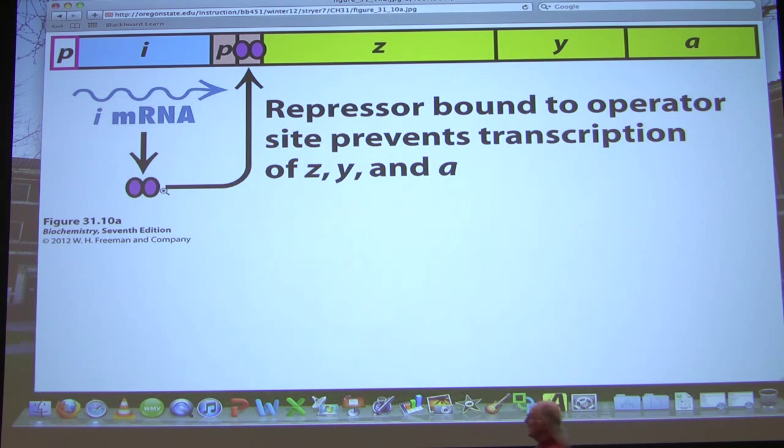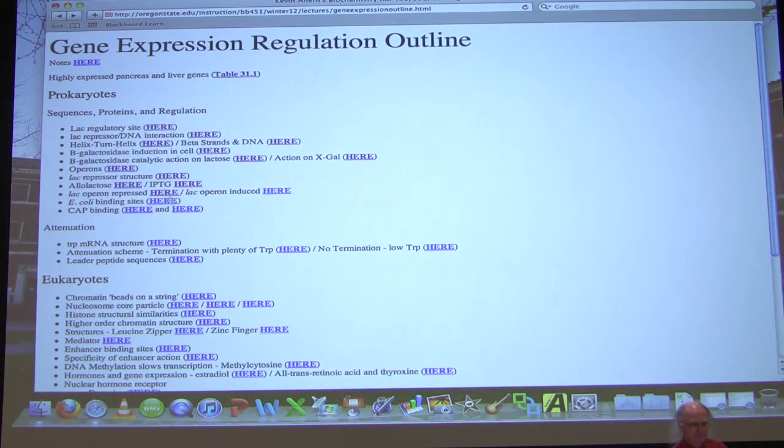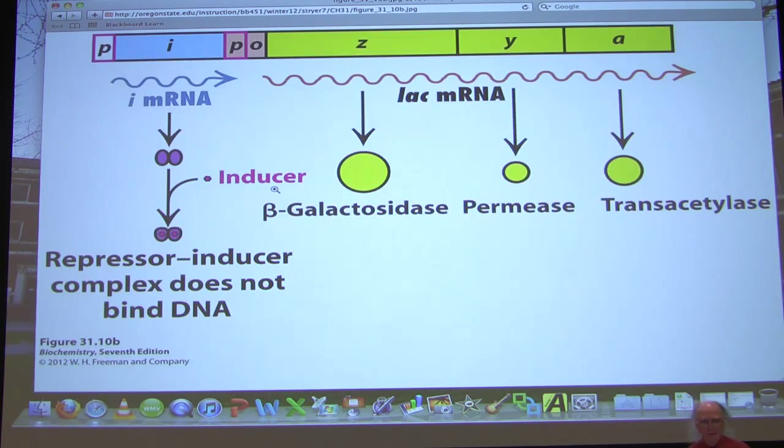This is simply reminding us that here's the Lac repressor, shown in purple. When there's no lactose present, the repressor binds to the operator, and the operon's turned off. When lactose is present, this inducer molecule binds to it. This repressor can no longer bind to the operator. The RNA polymerase comes in and does its thing. Make a lot of beta-galactosidase, permease, and the transacetylase. Okay.